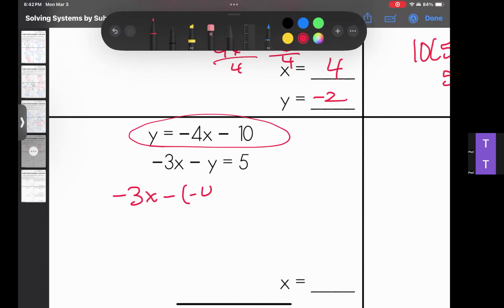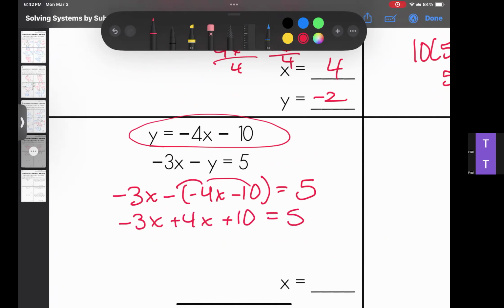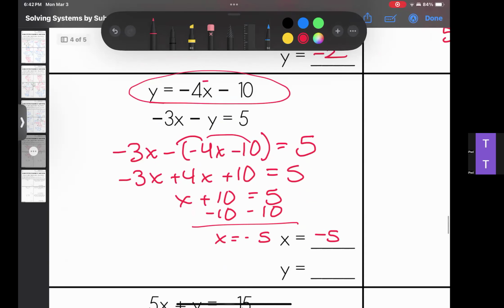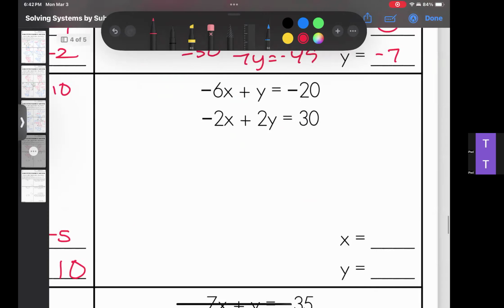-3x minus -4x minus 10 equals 5. Distribute that negative like it's a -1. And it's just going to change the signs there. So we have x plus 10 equals 5. X is equal to -5, which is cool. So we're going to take it and put it here. That would be 20 minus 10 is equal to 10. And then if we check it, is 10 equal to negative or positive 20 minus 10? Yep, the maths. Life is good.